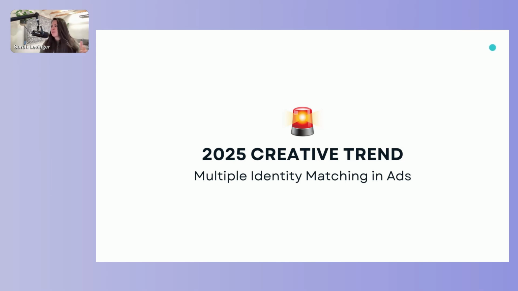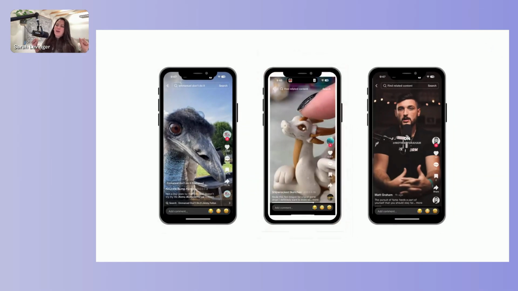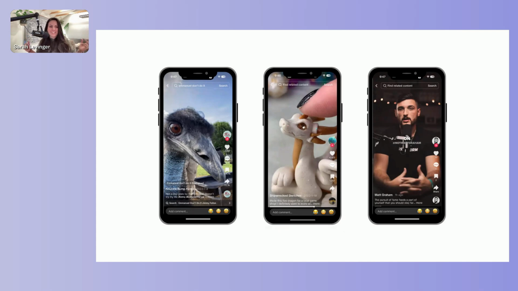So multiple identity matching. Let's talk a little bit about what it looks like in an organic sense, and then I'm going to tell you what it means. And I'm doing this on purpose. So this is just a good example.